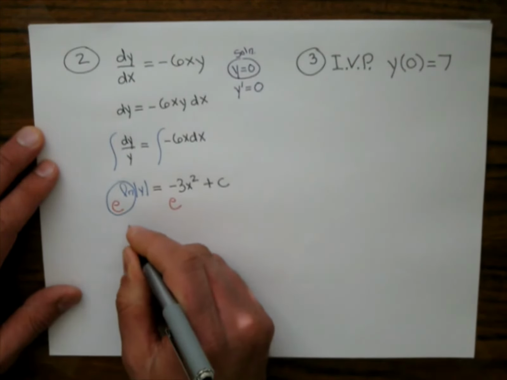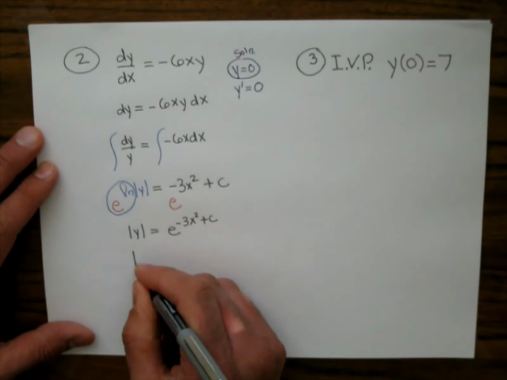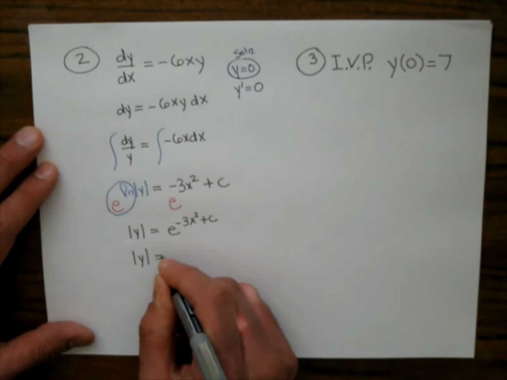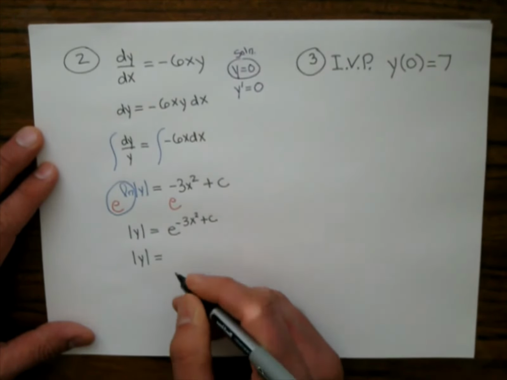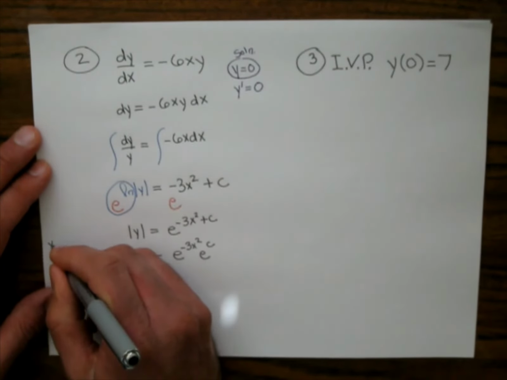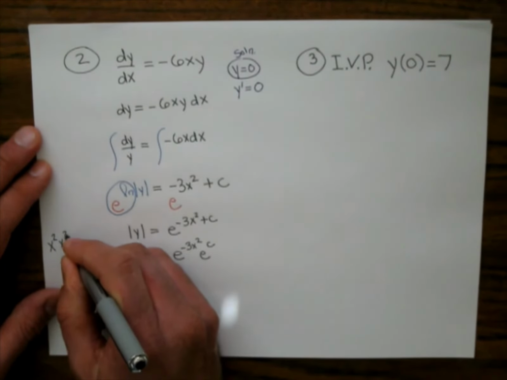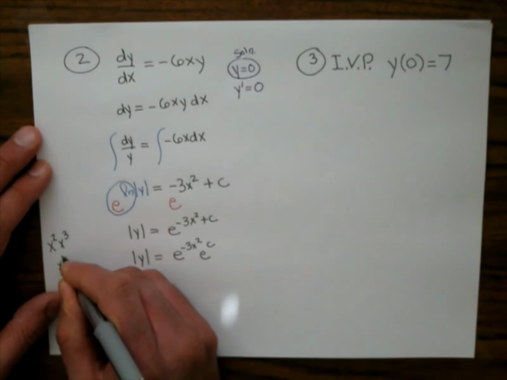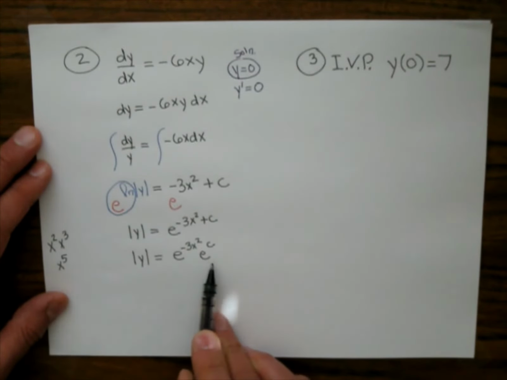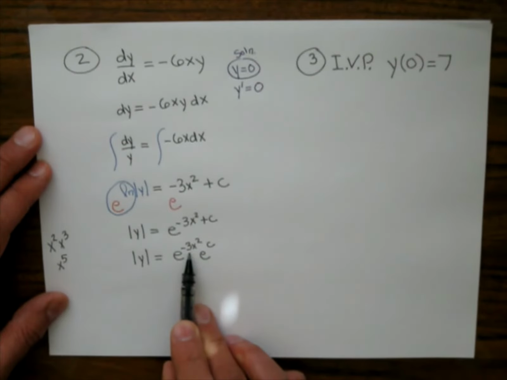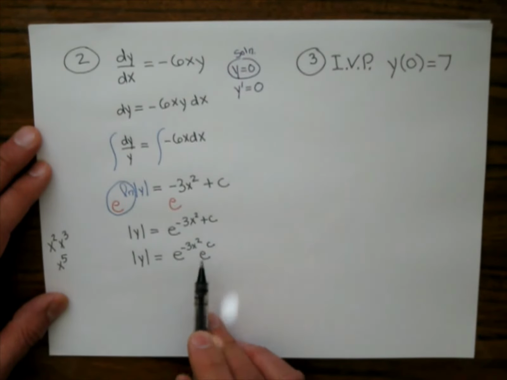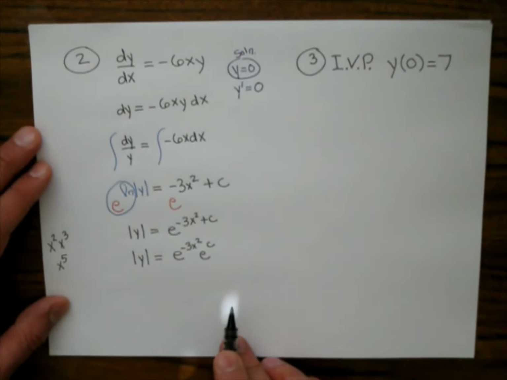Okay, the next thing I'm going to do is say that the absolute value of y equals e to the negative 3x squared times e to the c. Now this is the property of exponents, kind of like when you have an x squared times x to the third, that gives you x to the fifth. You added those, so I'll show you that you have e to this times e to that, you add them. So I just did this rule backwards.